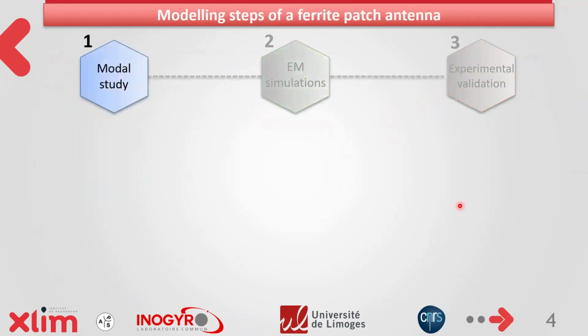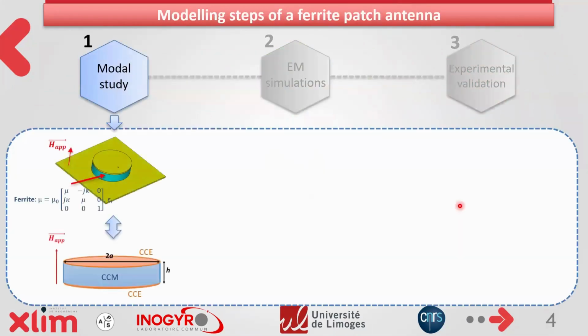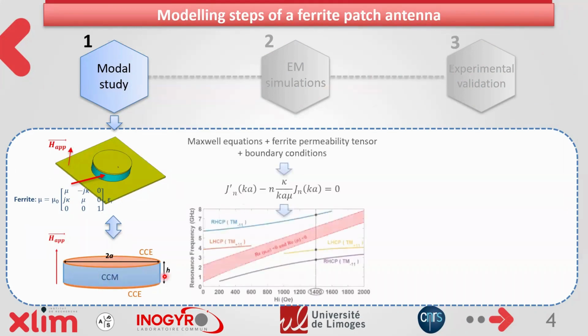So let's start with the first step, which consists in considering the ferrite patch antenna as a cylindrical resonant cavity. So we assume that its bottom and top antenna faces are perfect electrical walls and its side face a perfect magnetic wall. So from Maxwell's equations and considering the tensor permeability of ferrites, we can deduce the wave equation of the cavity.